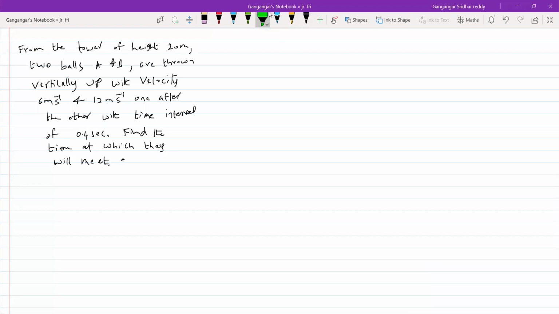I think this time interval word, I brought it. I think you recollect in projectile motion we have discussed, like I'll throw two projectiles, one after the other with some time gap, then they'll meet at a common point, and then we determined the time interval also. Similarly, we are bringing the same idea here. So how to use that relative motion idea in this particular situation? Okay, there's a tower.